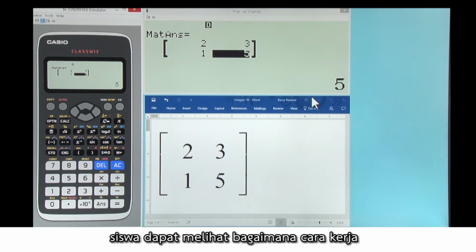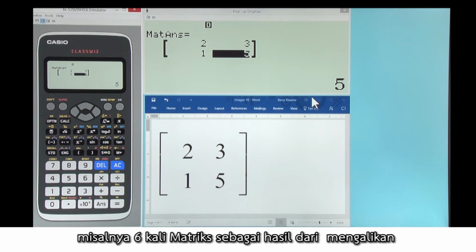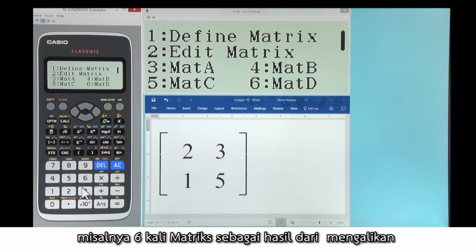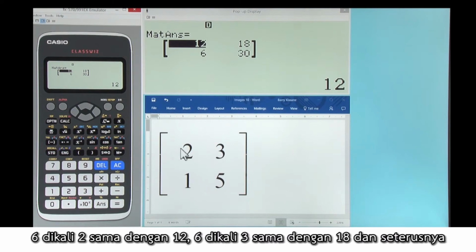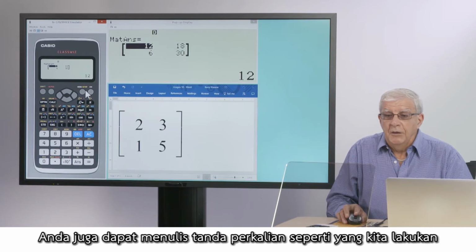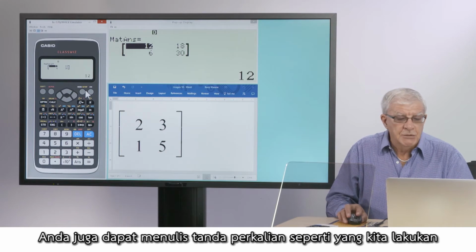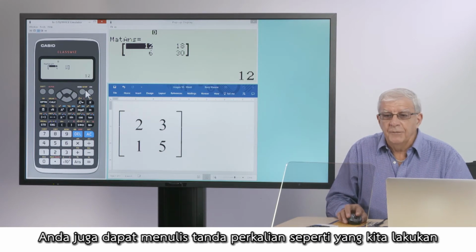Students can see how scalar multiplication works by trying it for themselves. For example, 6 times matrix A has the effect of multiplying each of the elements by 6. 6 2s are 12, 6 3s are 18, and so on. You can also write this without the multiplication sign, as we've done here.